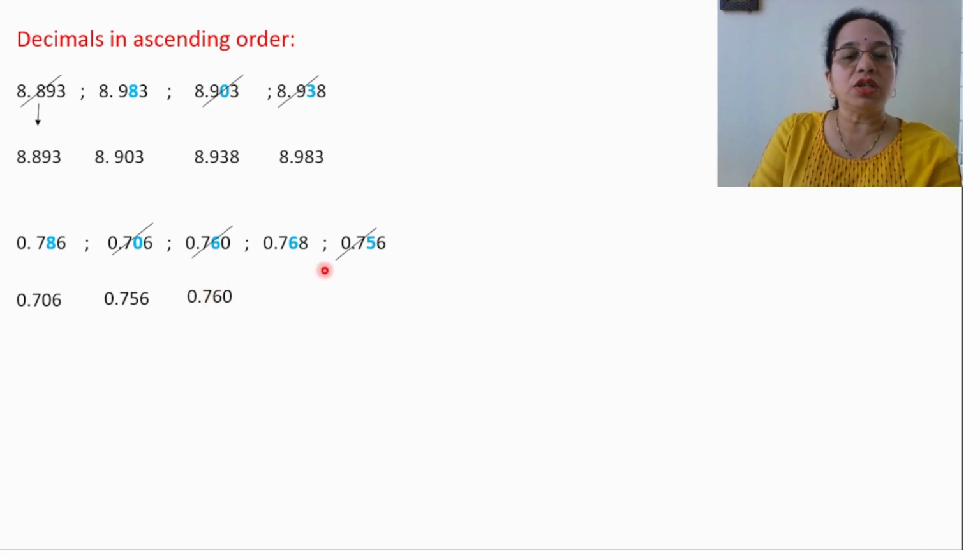0.760. Cross out this also. Now next one is 0.768. Cross out this also. And which is the left one? 0.786.